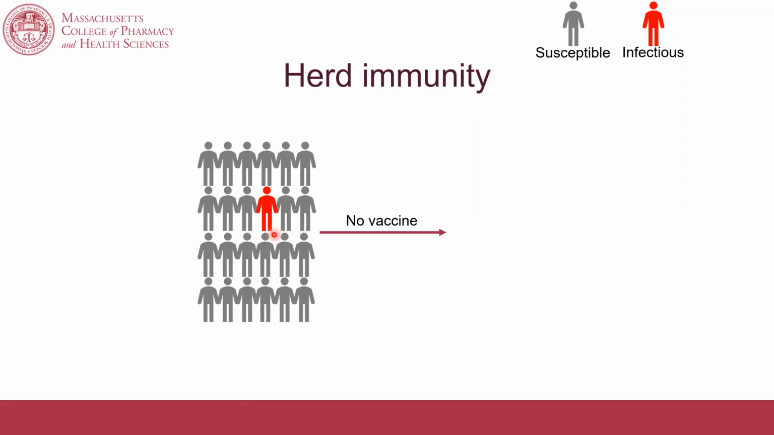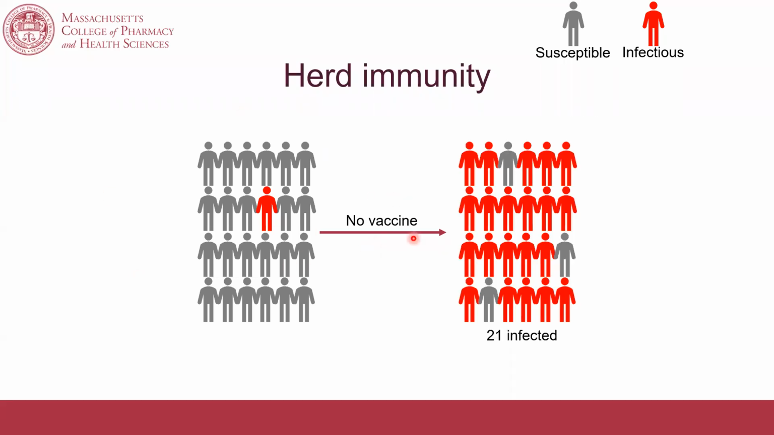Now, when nobody in the population has been vaccinated and you have all these susceptible people, well, the virus can spread from person to person to the other susceptible people, eventually infecting almost the whole community. And so you have about 21 infected people out of the 24 people in this small community. And of course, this is just an example.